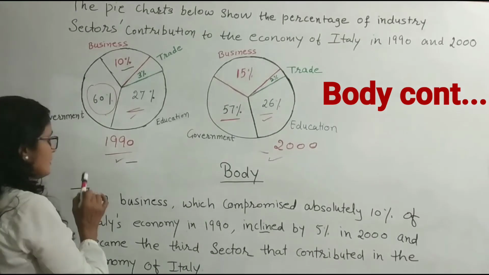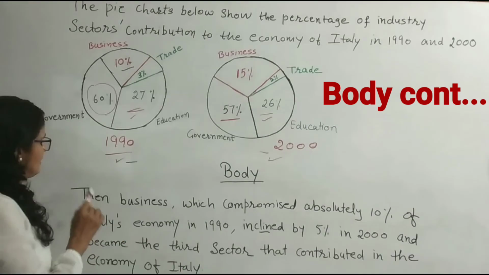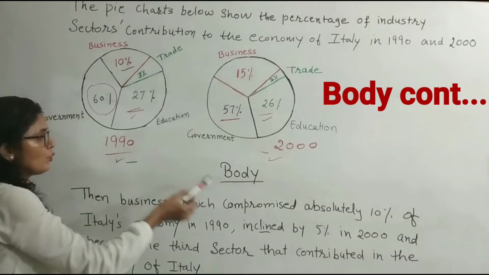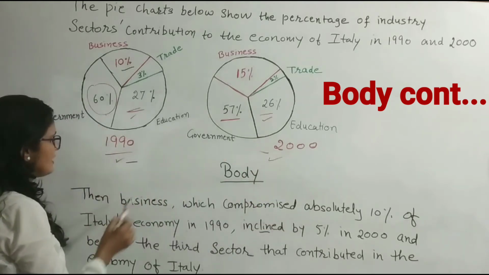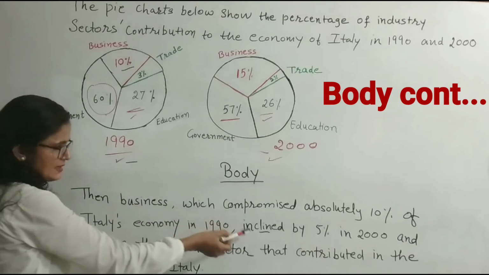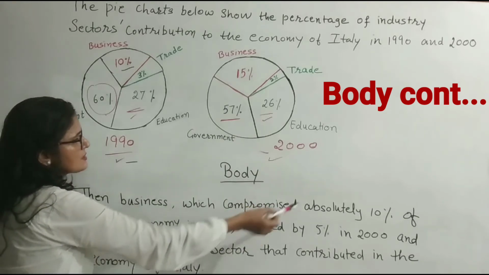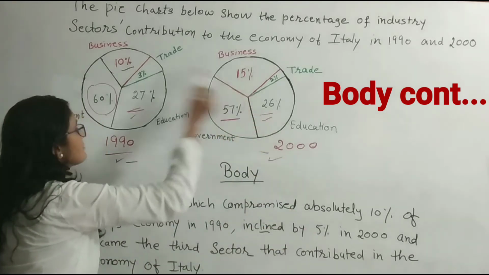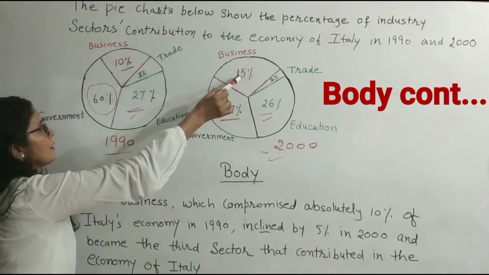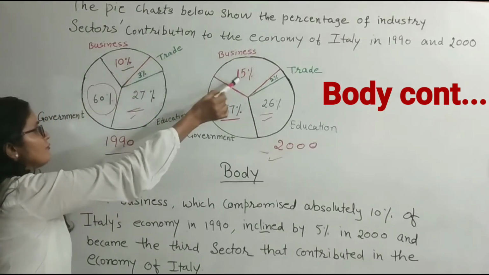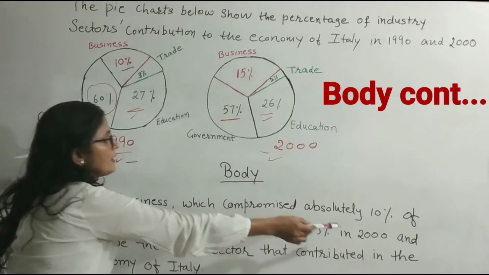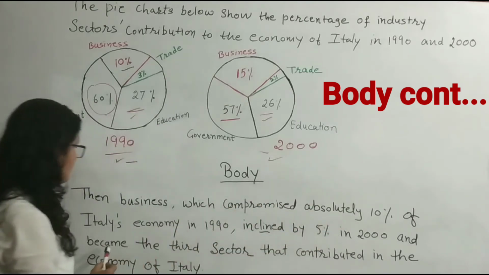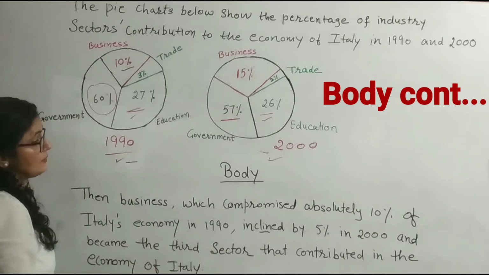Otherwise, again I am repeating, business which comprised absolutely 10% of Italy's economy in 1990 inclined by 5%, means from 10 to 15, means 10 plus 5 is 15. So incline means increased by 5% in 2000 and became the third sector.